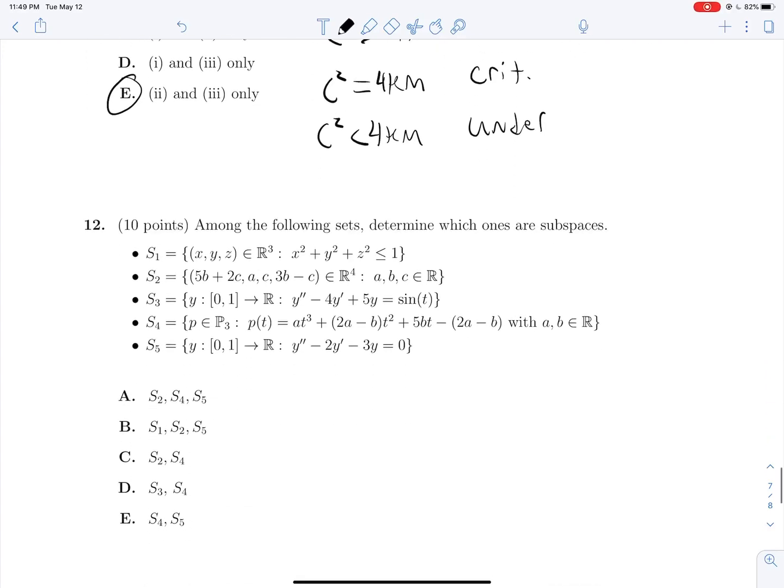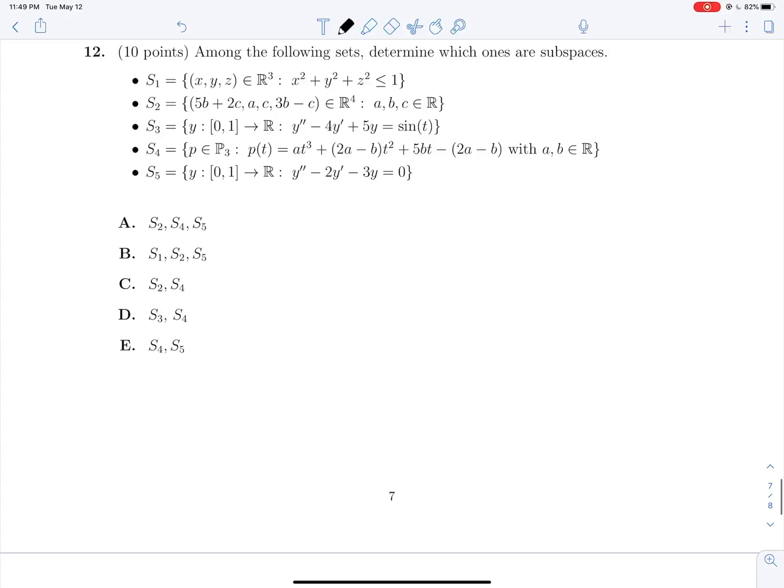Okay, perfect. Question 12. They're hitting us with a really scary one in the end. We are determining which ones of these are subspaces. And you know what the cool thing is? We aren't going to write anything. This can all be done without solving a thing, and I'll show you how. So S1 is our first potential subspace, and it is x squared plus y squared plus z squared less than or equal to 1.